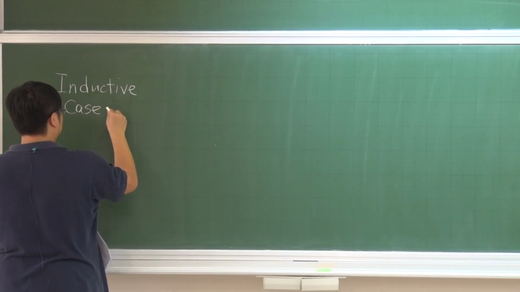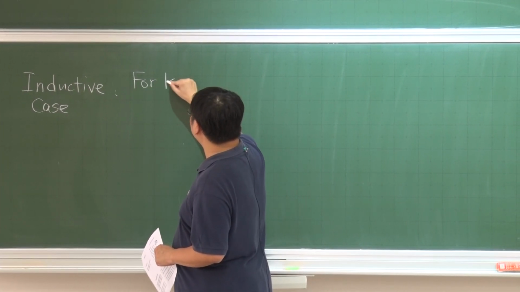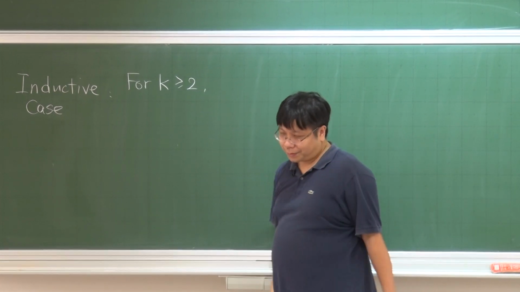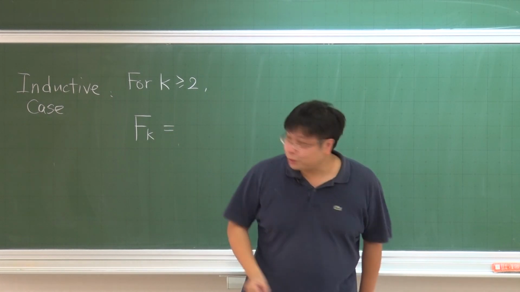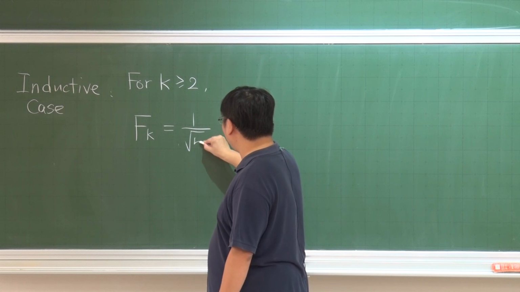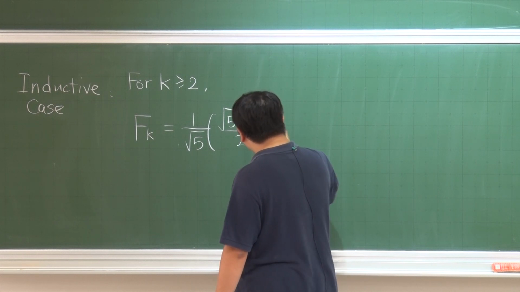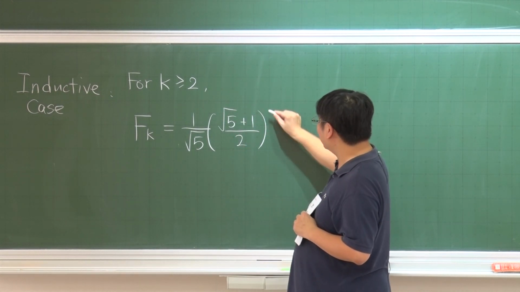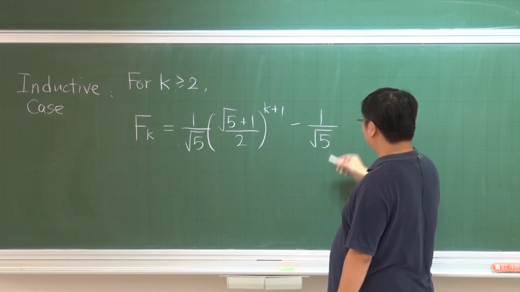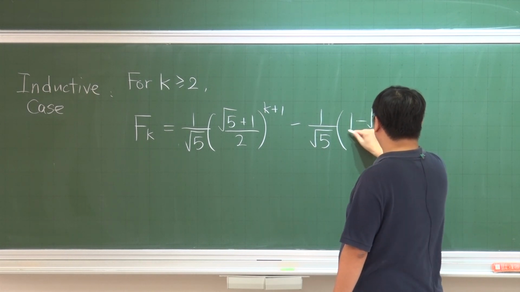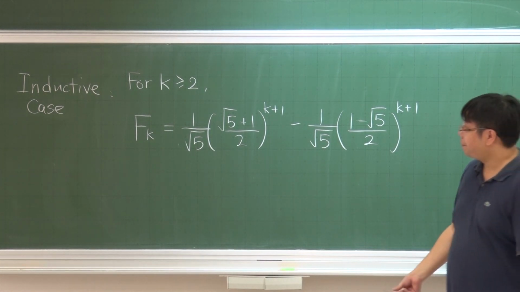So in that case, we are assuming that k has to be greater than or equal to 2. So for k greater than or equal to 2, we will have f_k equal to what? f_k is equal to 1 over square root 5 times ((square root 5 plus 1) over 2) to the power k plus 1, minus 1 over square root 5 times ((1 minus square root 5) over 2) to the power k plus 1. This is f_k that we have.